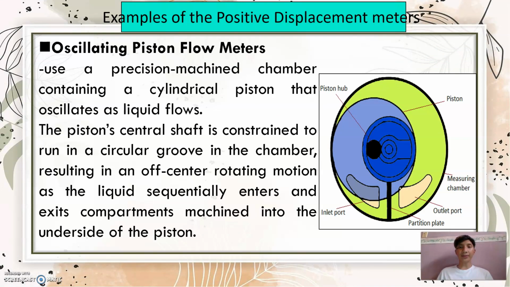Examples of the positive displacement meters. Oscillating piston flow meters use a precision machined chamber containing a cylindrical piston that oscillates as liquid flows. The piston central shaft is constrained to run in a circular groove in the chamber, resulting in an off-center rotating motion as the liquid sequentially enters and exits compartments machined into the underside of the piston.